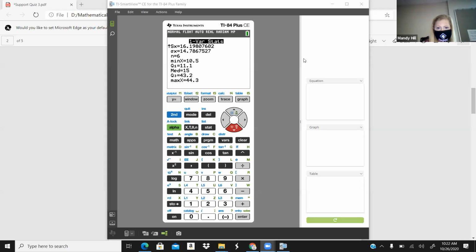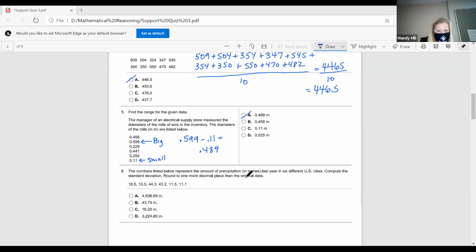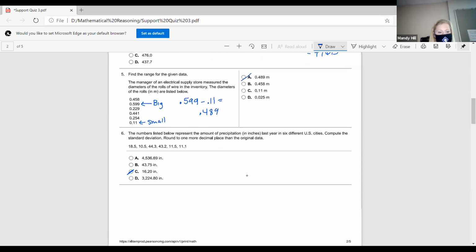So let me get out of here. A 5-number summary starts with the minimum, min X. So this is C, our standard deviation. It was 16.198, which would round to 16.20. Okay, so there's our standard deviation.